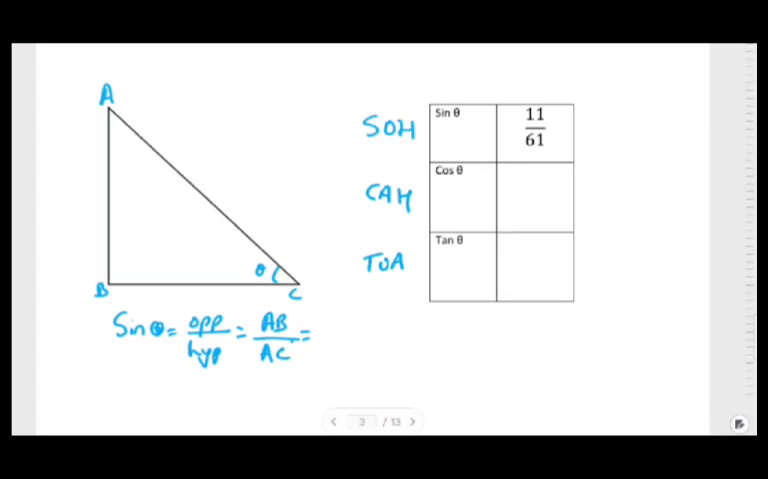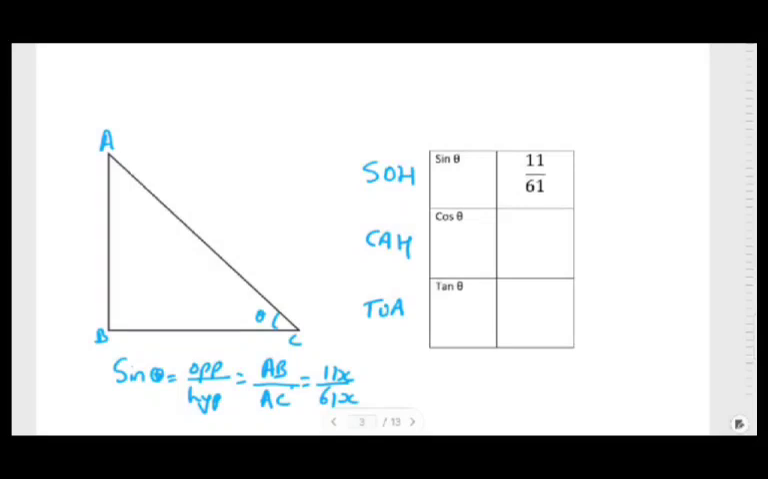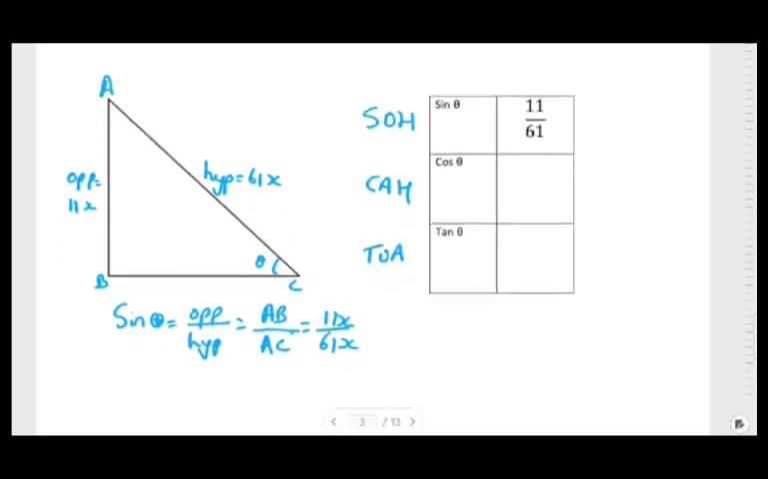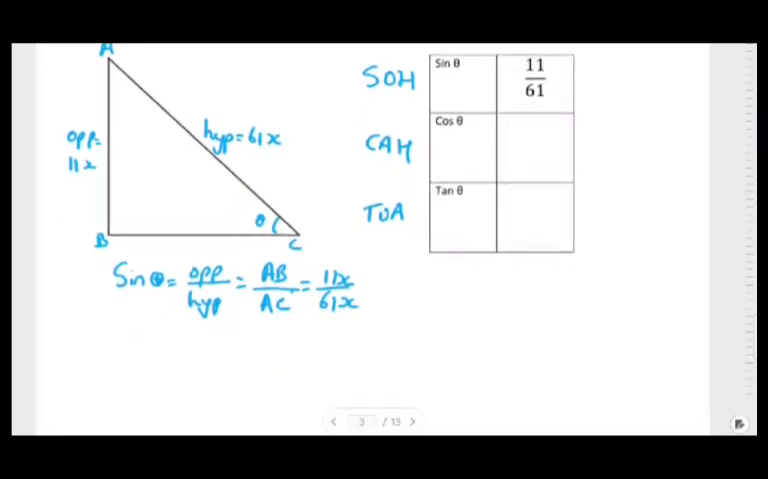Now sine value is already given, which is 11 upon 61. Obviously these numbers are in the reduced form, so I'm going to add the x. Alright, so what's my AB? Opposite side, which is 11x. This is my opposite, and it is 11x. What is my hypotenuse? It is 61x. We have to find BC.